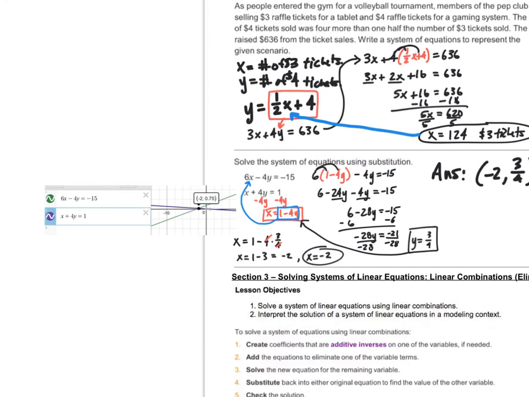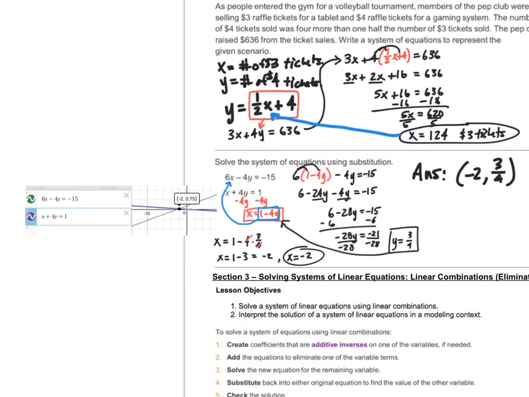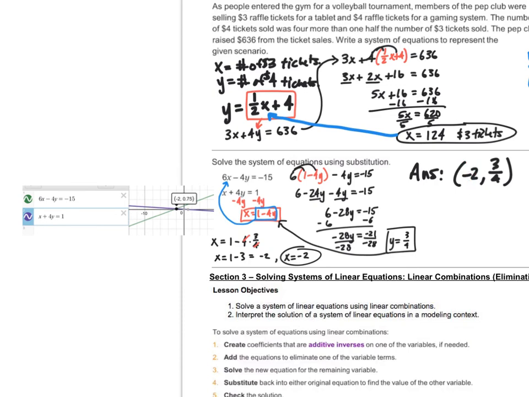Give me a second. All right, so when I graph this, what you guys can see is that the point of intersection is the same thing. We got negative 2 and then 0.75. The answer that we got algebraically was negative 2 and 3/4. 3/4 is the same value as 0.75, it's just the decimal.